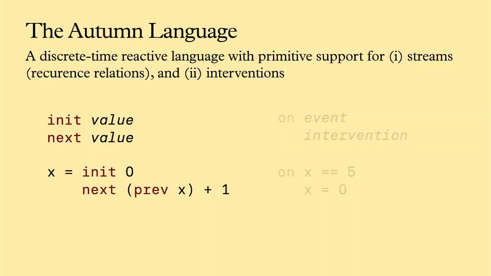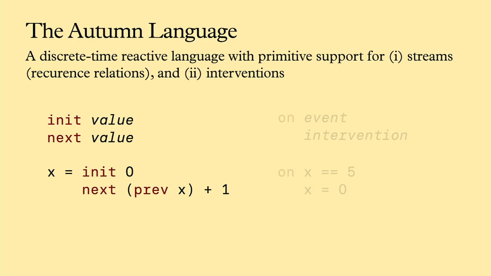So as I said, we introduced this language called Autumn, and Autumn is a language for defining functional reactive programs. By functional reactive programs, I mean programs that allow you to describe systems which evolve over time and respond to events.